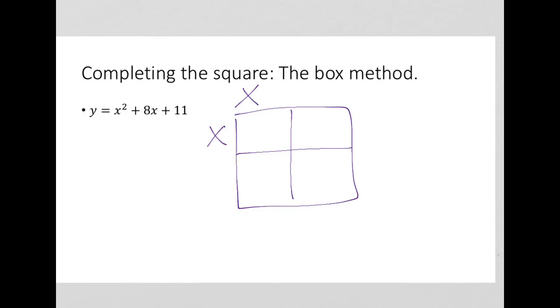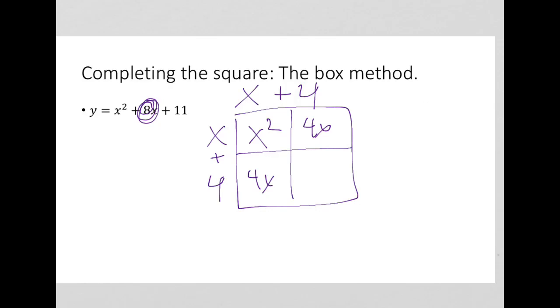So I'm going to set up my box like this with an x and an x up there. And then I'm going to be adding 4 to both of those because of that 8x right there. Because if I go through and multiply each term, x times x is x squared, x times 4 is 4x, and 4 times x is 4x. In the end, I'm going to add all of these boxes together.